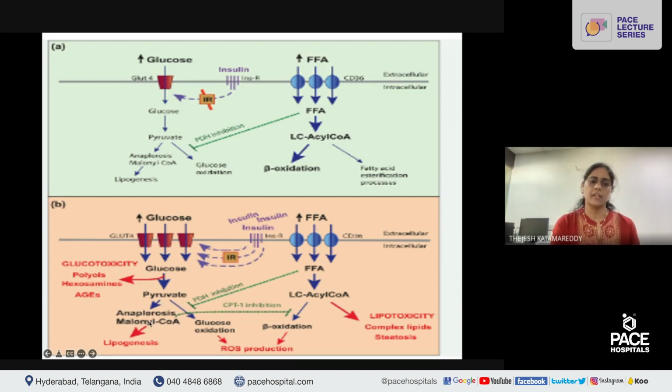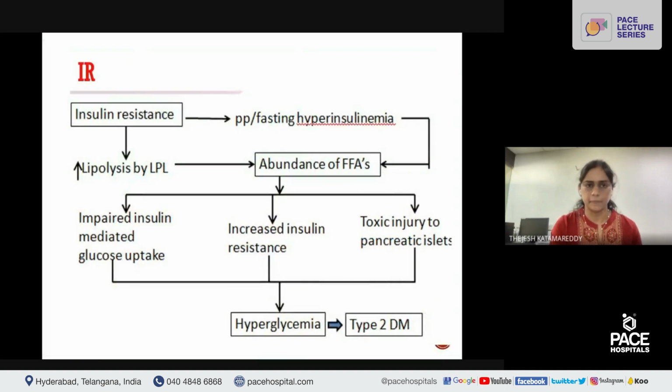This pyruvate is again converted into malonyl-CoA, and this pathway leads to lipogenesis. And whatever pyruvate is remaining, glucose is oxidized and forms reactive oxygen species. The free fatty acid, which is freely present intracellularly, will be converted through beta oxidation to reactive oxygen species like oxidized LDL. All these things will be released, and too much of this fat will be accumulated, leading to lipotoxicity, which can be stored in all the vessels.